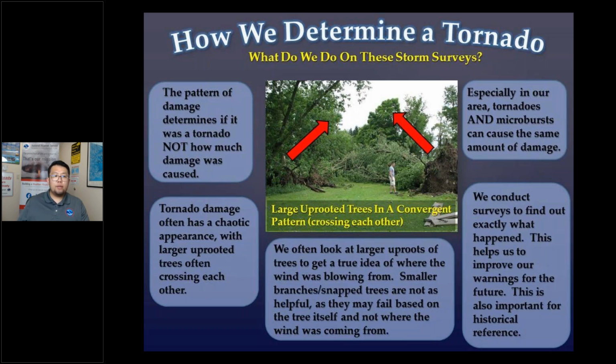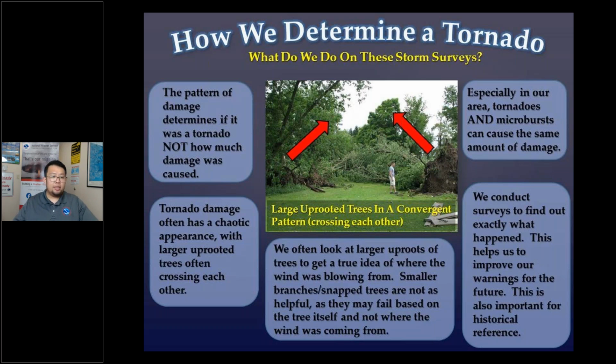So how do we determine a tornado? What do we do on these surveys? The pattern of the damage is the big key. If there's a nice amount of convergence, you see large uprooted trees and they're kind of converging on each other, that means there's a nice twisting and turning in those tornadoes. The tornado damage tends to be chaotic.